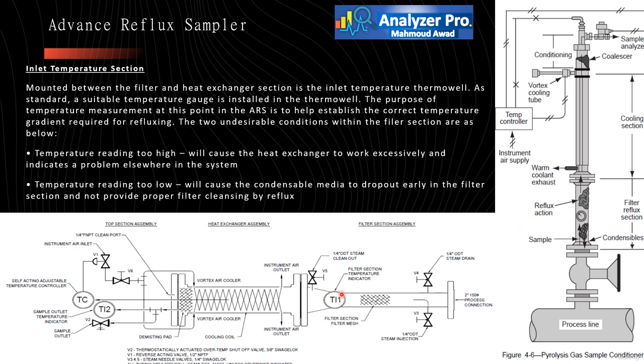Temperature reading too high will cause the heat exchanger to work excessively and indicates a problem elsewhere in the system. Temperature reading too low will cause the condensable media to drop out early in the filter section and not provide proper filter cleansing by reflux.